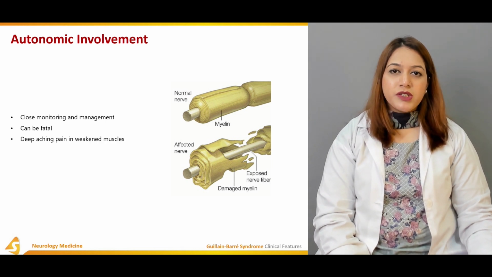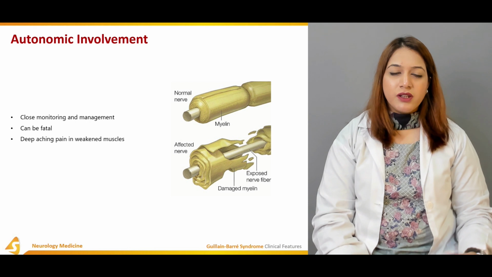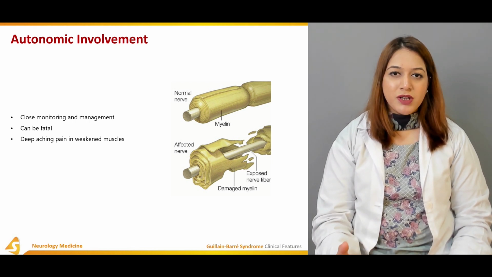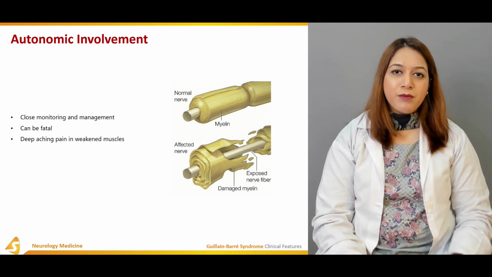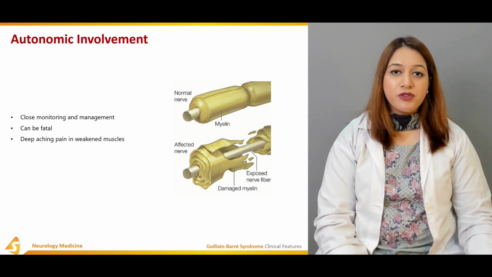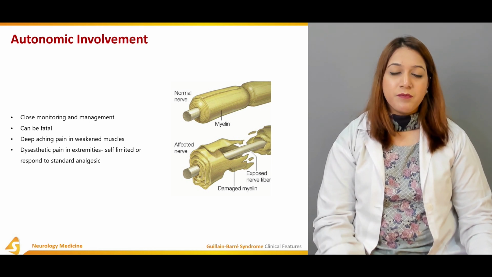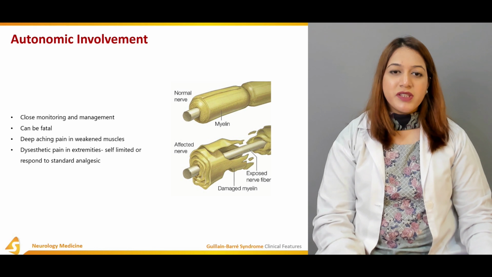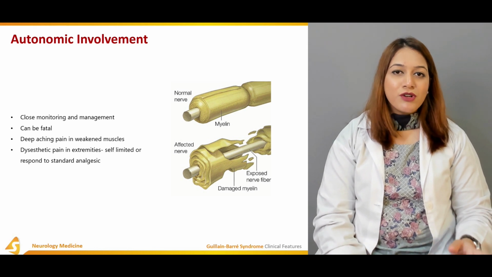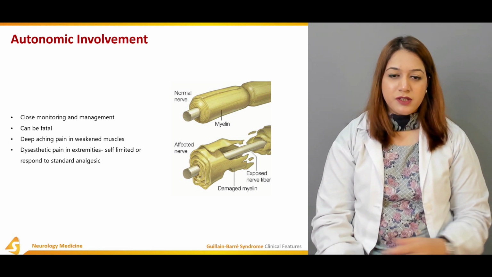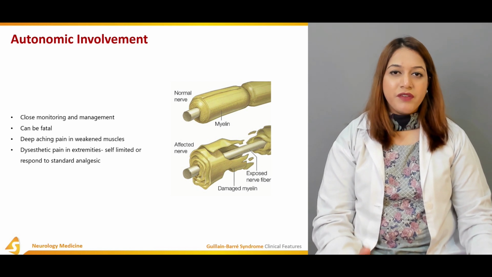GB syndrome patients experience several kinds of pain, out of which there is deep aching pain in the weakened muscles, and another type of pain is due to the involvement of sensory nerves, that is dysesthetic pain in the extremities. But this pain is usually self-limited or it responds to the standard analgesics, and it's not very severe.